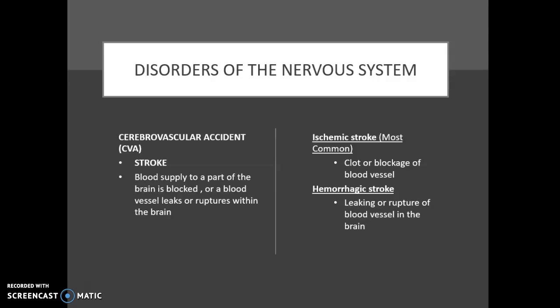Ischemic is the most common, and it's caused from a clot in a blood vessel in the brain blocking off blood flow to the area of the brain. And then hemorrhagic would be the blood vessel is ruptured and they're bleeding into the brain, which is not allowing oxygen and blood flow to that area of the brain.